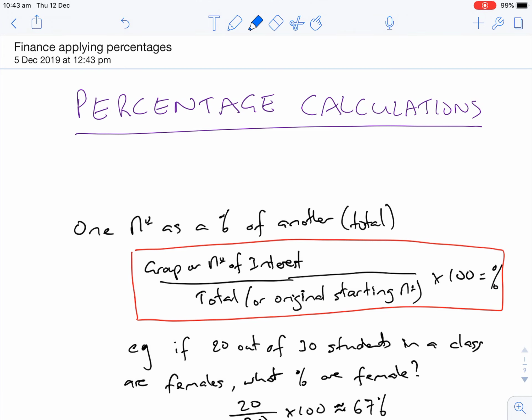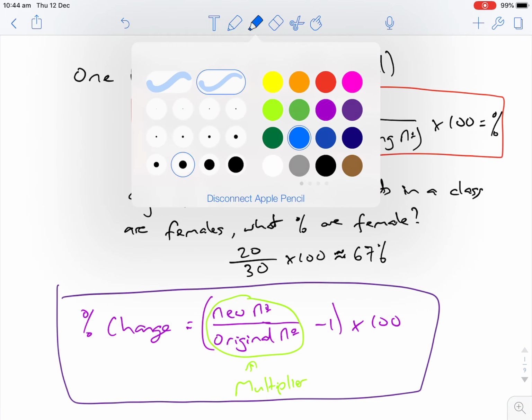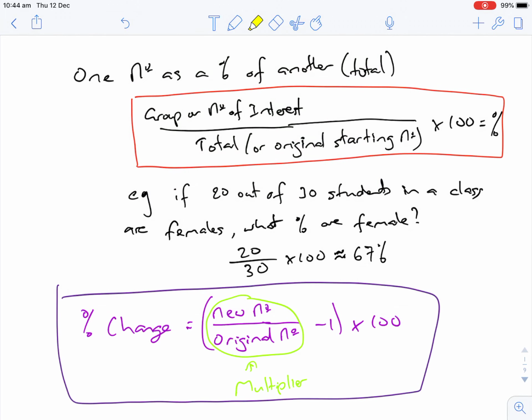Percentage calculations. Okay, so there's quite a lot of percentage calculations we need to do in maths. One example is where we want to find one number as a percentage of another number. So for example here, I might say to you that if 20 out of my 30 students in a class were females, then what percentage of my group are females?